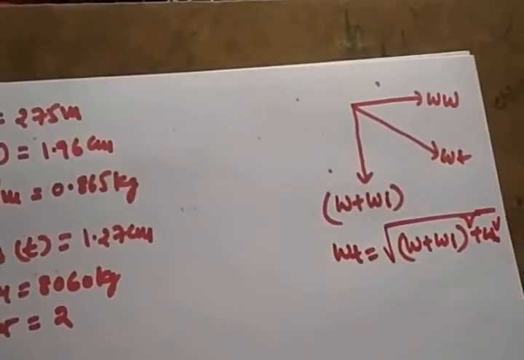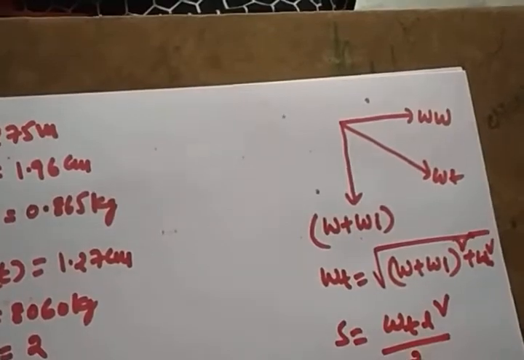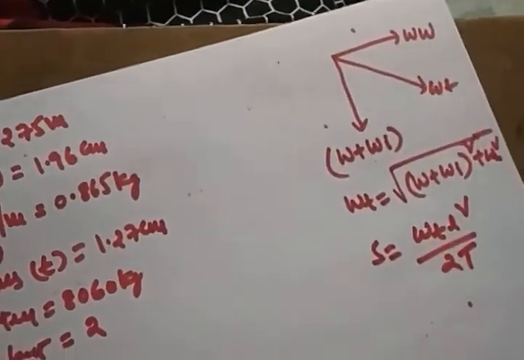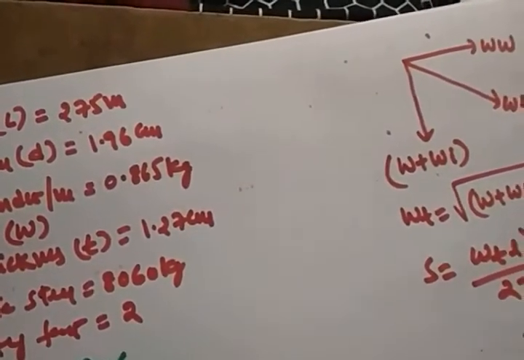If you calculate this with the wind force, what is the sag value? WT L square by 2T. So from this, first you have to calculate the tension value. So what is the tension? Ultimate strength by safety factor, 8060 by 2.